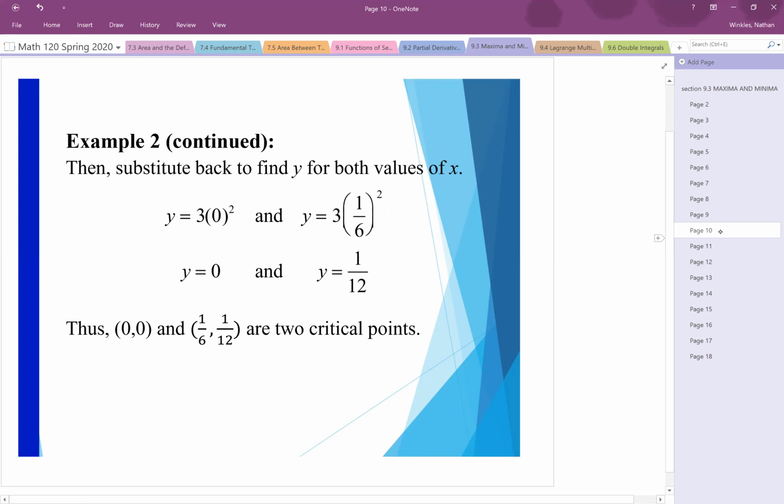So we plug in 0, we get y equals 0. So we get the point (0, 0). You plug in 1/6, so 3 times (1/6) squared gives us 3/36, which will reduce to 1/12. So we have two critical points: (0, 0) and (1/6, 1/12) are our two critical points here.